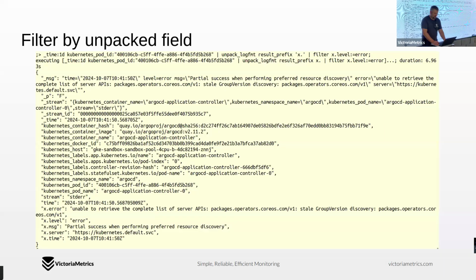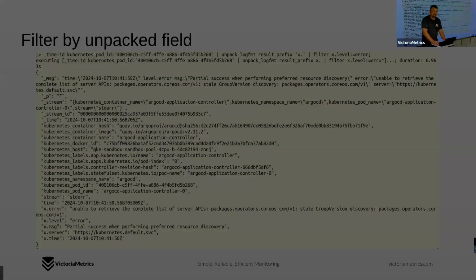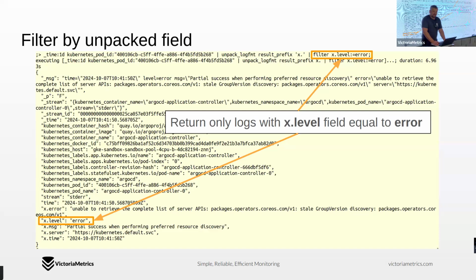How can we do this? We can just add an additional filter after unpacking the logfmt fields. Just add a filter: please show me only log messages with the level field equal to error. You can investigate this, and you can see the query.